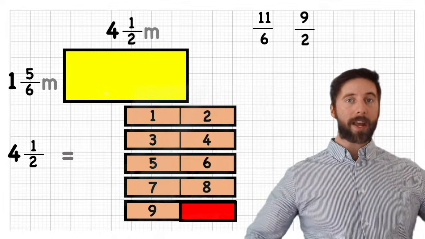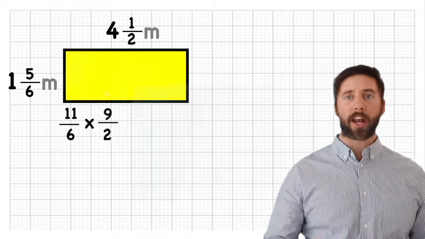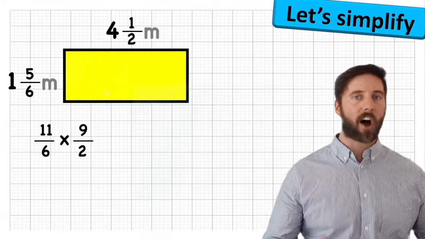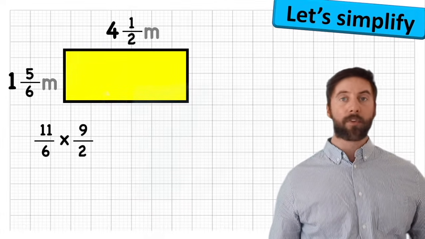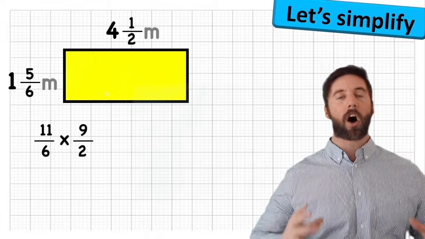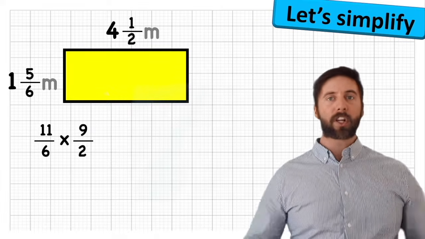Okay, so my new improper fractions look like 11 sixths times 9 halves, or 9 twos, okay? And that is the hardest part. If you can get a good understanding of moving from a mixed number back into the improper fraction, you are halfway there, okay? Now, before we go ahead and multiply these numbers, we're going to try and simplify them.